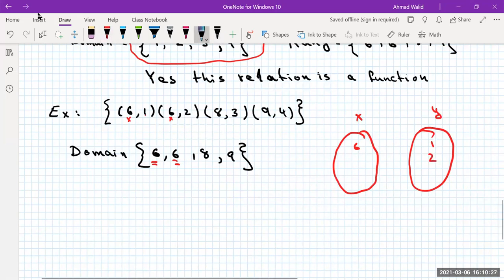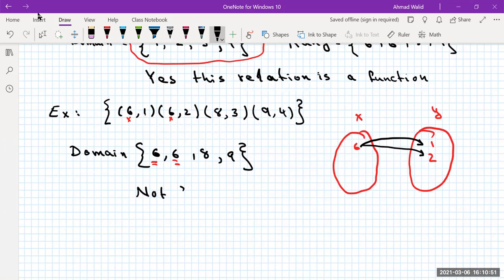Look, one element in the x goes to two elements in the y. It's the same as the example that I explained for you. One car cannot go at the same time to two roads, correct? That's why you call it not a function. Immediately, it's not a function. Correct?